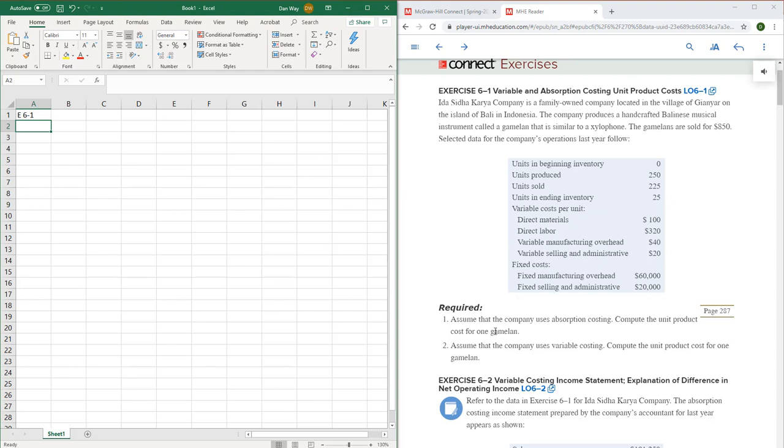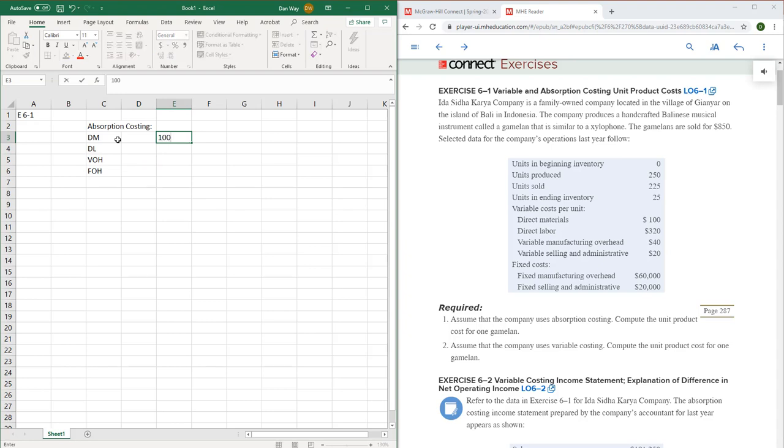First we're going to assume that they use absorption costing. We're going to calculate the unit product cost for one of these particular instruments. Under absorption costing, aka full costing, we want to make sure we get the full cost of production, or all manufacturing costs, included in that unit product cost. So that's going to be inclusive of direct materials, direct labor, variable overhead, and fixed overhead. Let's see what that is for this one here.